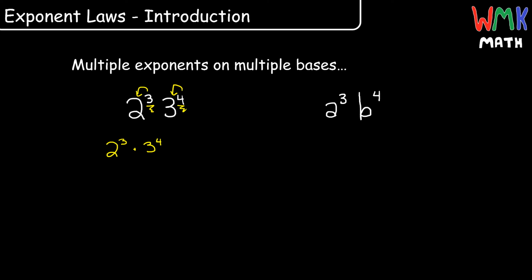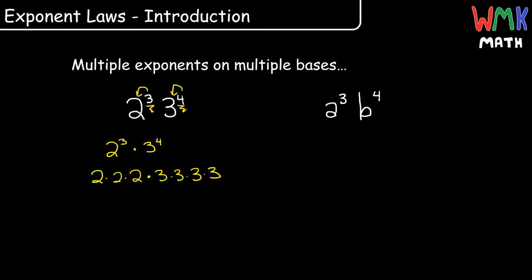If we were to expand this out, this will become 2 times 2 times 2, and these two things are multiplied together. So there's a multiplication here. That becomes 3 times 3 times 3 times 3. And that's how we properly expand 2 to the 3, 3 to the 4.